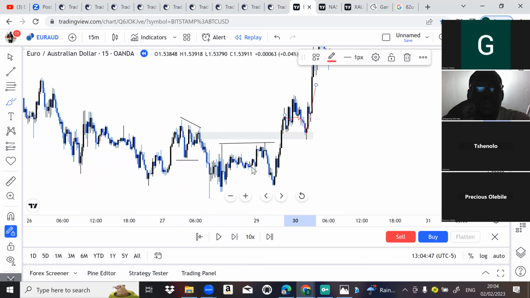That's a breaker block. You wait for the order block to fail and then wait for the price to retrace back to that OB. Then you enter as a breaker block. So that's a breaker block. If you have any question regarding breaker blocks or anything we discussed today, you can ask.